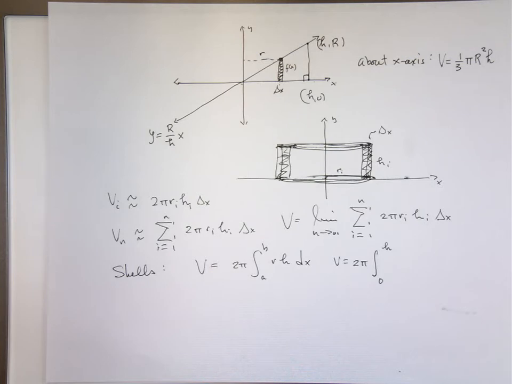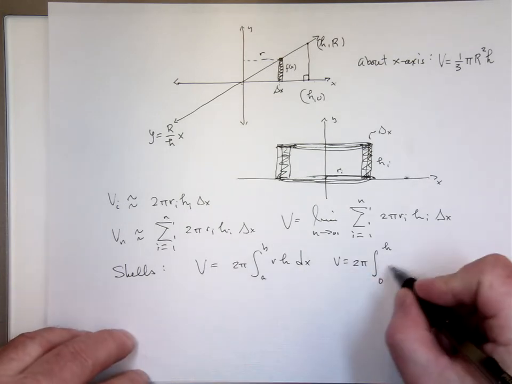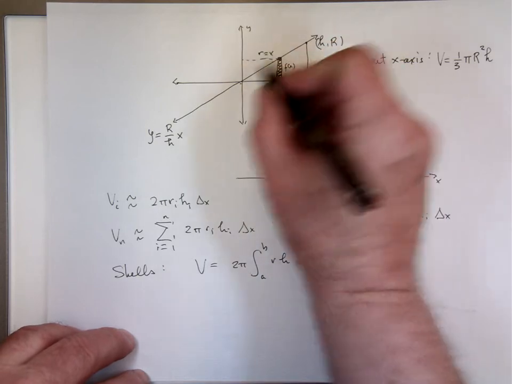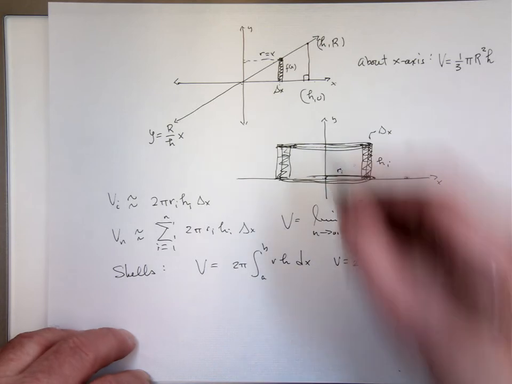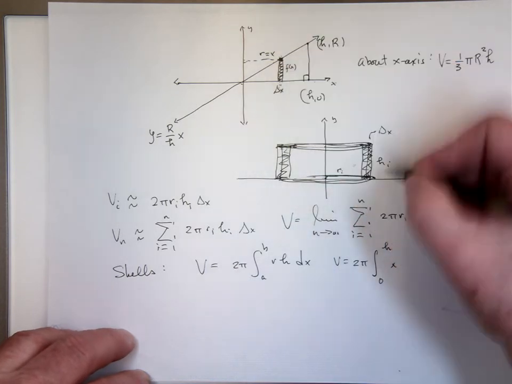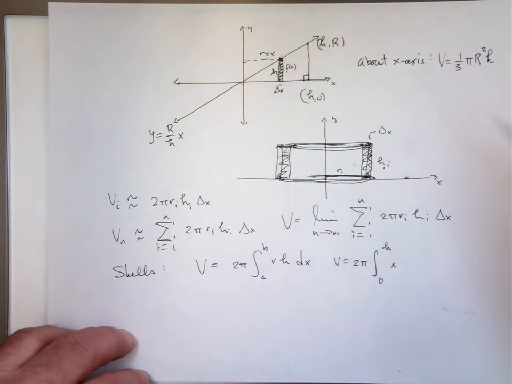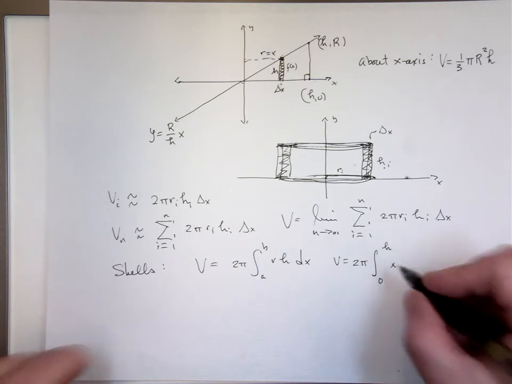What's that distance from here? Yes, it's x. R is x. This distance is x. The distance from the y-axis is x. H is this distance here. Well, it's f of x, which is equal to r over h x. There's my f of x. There's my function.